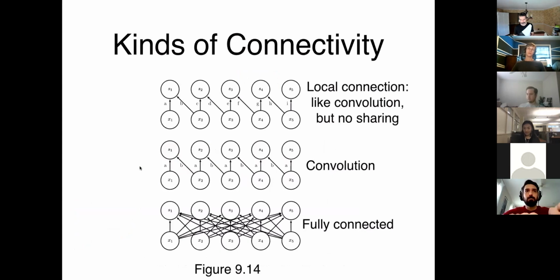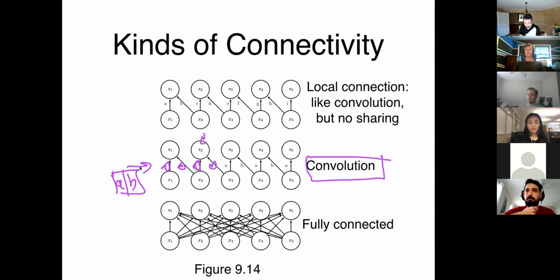You have other types of connectivity. So convolution was something like this, where, for example, in this case you have a kernel size of 2. You have A and B. You move this to the right, right? So you have A, B. You move it 1 to the right, A, B. Produce the output. We know how the convolution looks like.